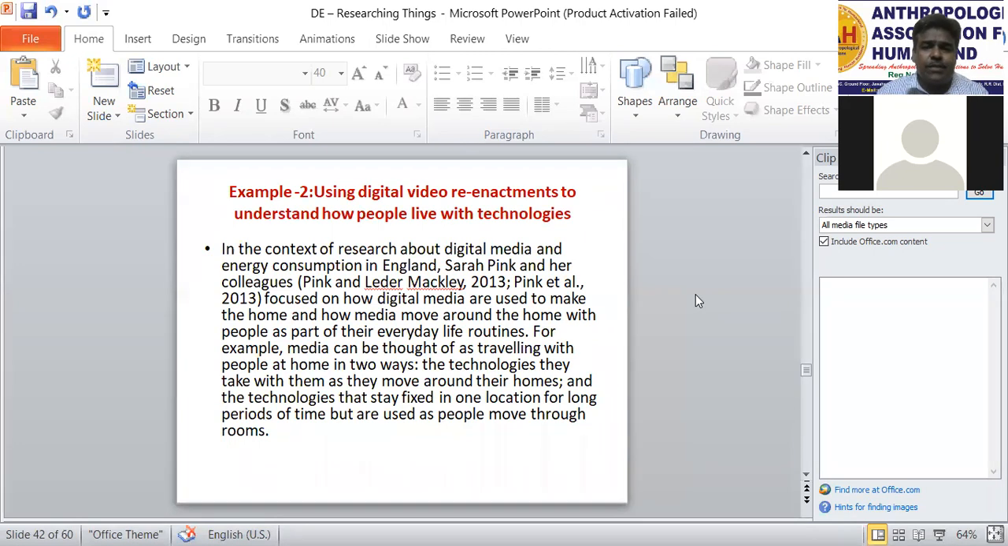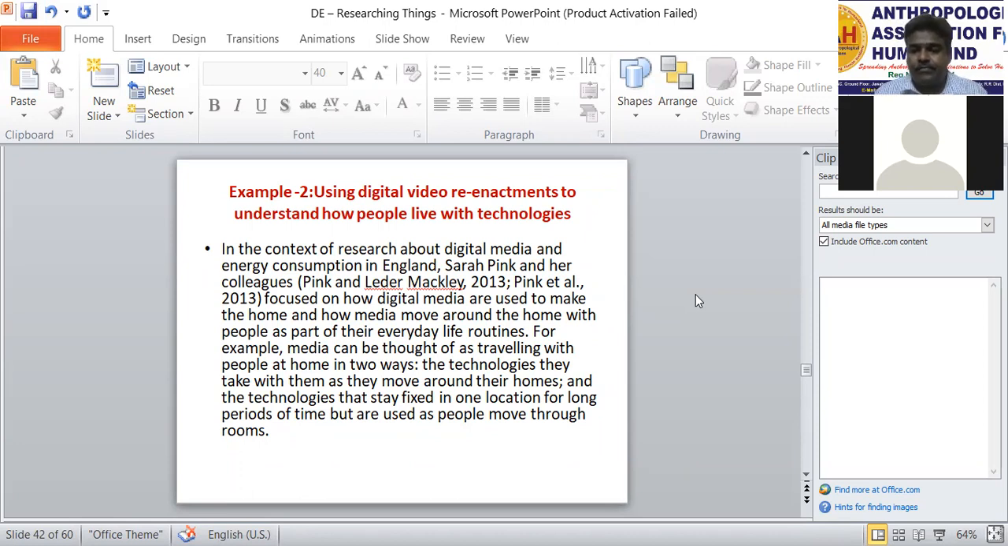In the context of research about digital media and energy consumption in England, Sarah Pink and her colleagues focused on how digital media are used to make the home and how media move around the home with people as part of their everyday life routines. For example, media can be thought of as traveling with people at home in two ways: the technologies they take with them as they move around their homes, and the technologies that stay fixed in one location for long periods of time, but are used as people move through rooms.